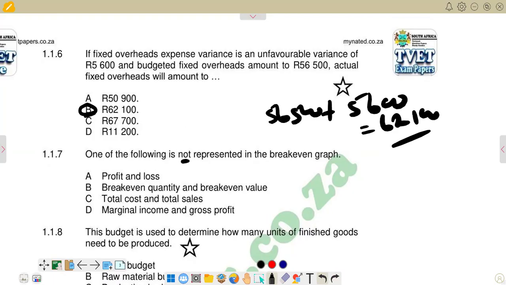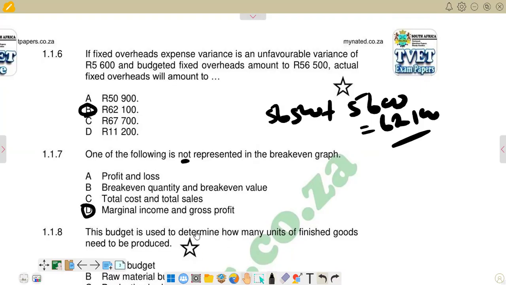So you can go down. Break-even quantity and break-even value are always shown there. And then we've got total costs and total sales. We have them on the break-even graph. And then marginal income and gross profit are the ones that are not shown. So we can indicate our D as the most appropriate answer that we have there.